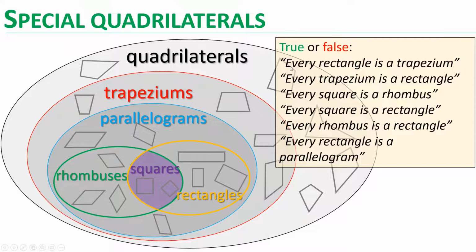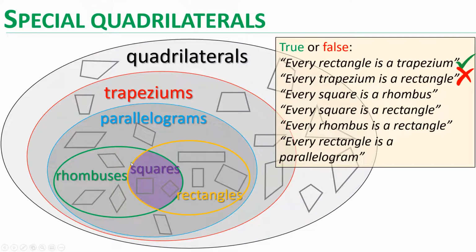So is it true that every rectangle is a trapezium? Well, if we look at this group of rectangles here, we see that every shape in this group is also part of the larger group of parallelograms and also part of the larger group of trapeziums. So yes, every rectangle is a trapezium. Is every trapezium a rectangle? Well, we have a trapezium here, for example, or here, that is not also in the group of rectangles. So we can have a trapezium that is not a rectangle. So this statement is false.